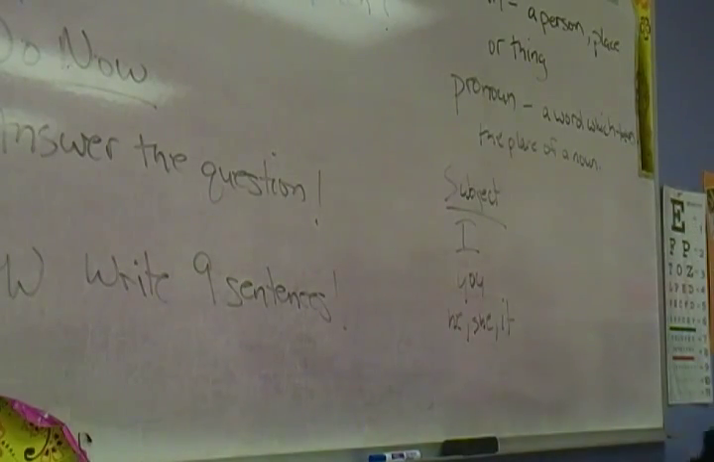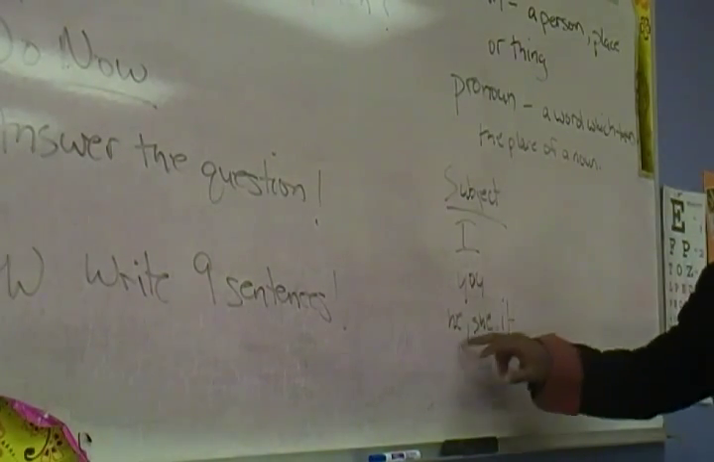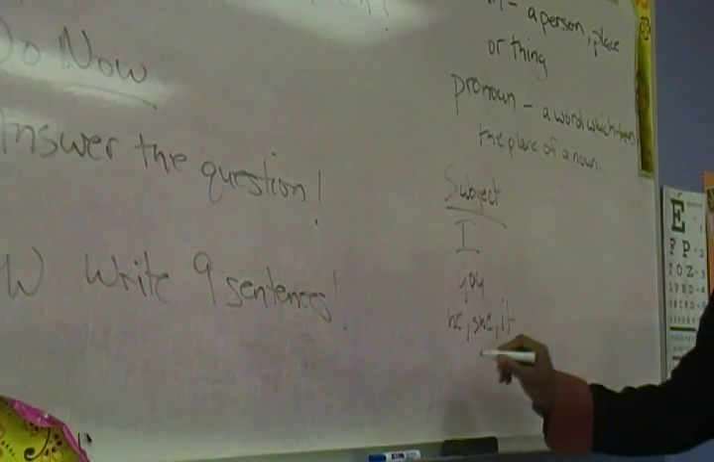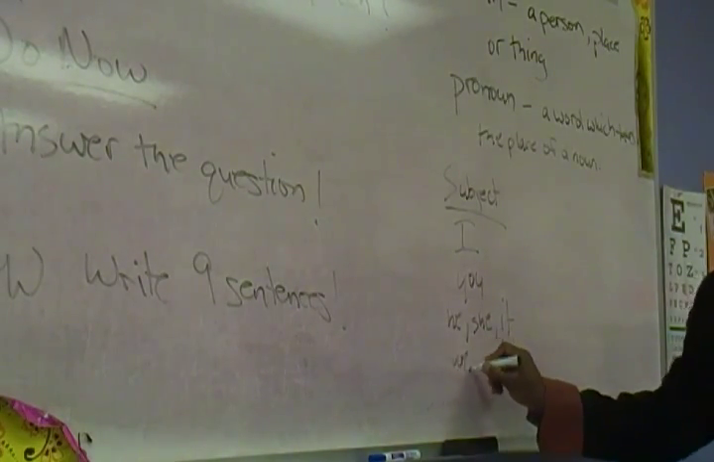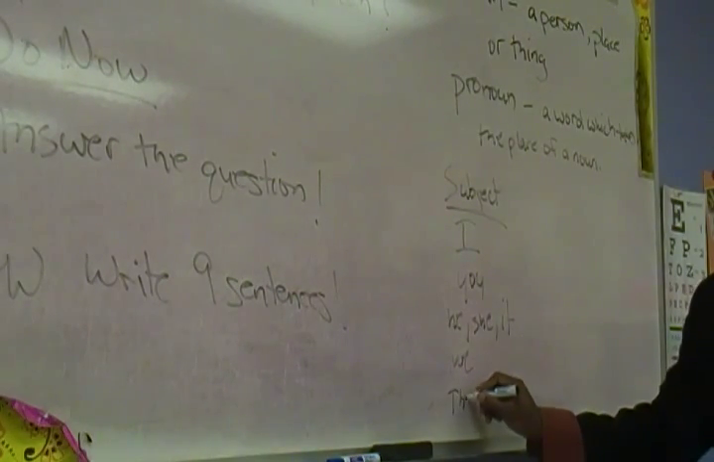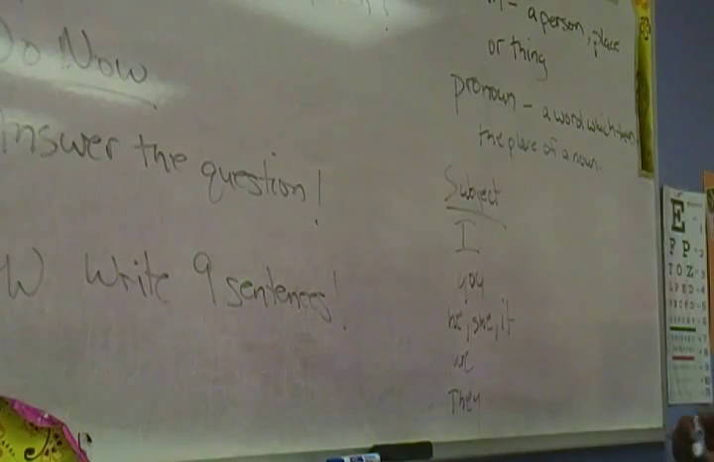All right, here we go. So we got I, you, he, she, it is our third person. Then we have we, first person plural. And then we have they. All right. So those are our subject pronouns. So that's our second part of speech. We're talking about pronouns.